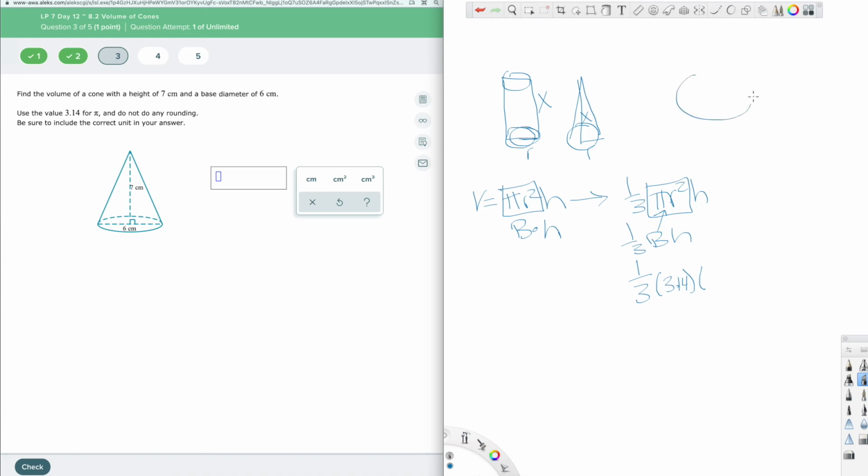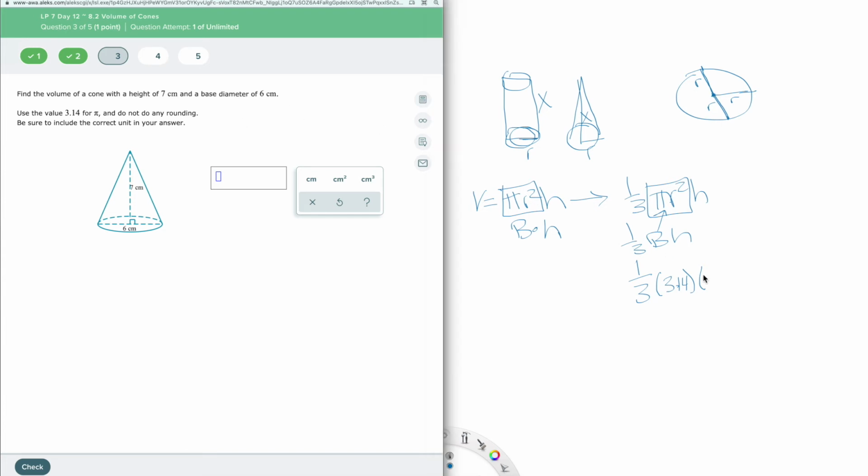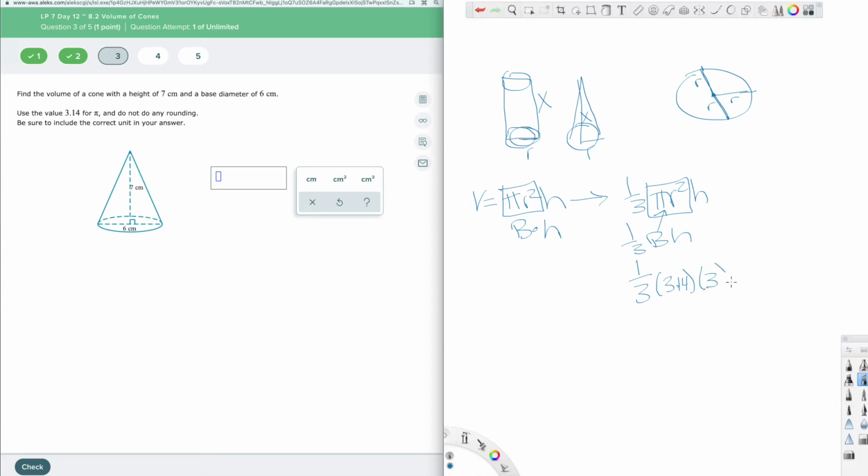Now, if we're thinking about a circle, a radius goes from the center to the side. A diameter goes from side to side through the center. Well, if a radius goes from the center to the side, these are just 2 radii. That's all a diameter is, okay? So we're going to take that 6 and divide by 2. So we get 3 for the radius. And then the height is 7. So I have my pieces for my volume.